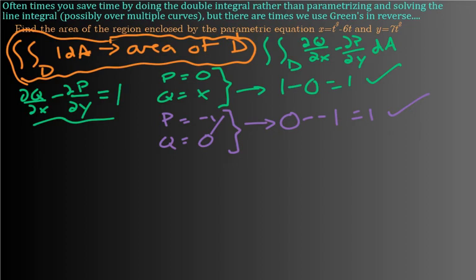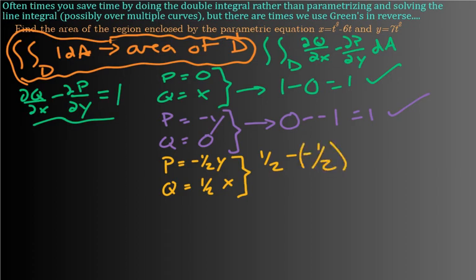There's one, though, that seems to be used the most often for this, and it's p equals negative a half y, q equals 1/2 x, okay? And in this one, same thing, the partial of q with respect to x is going to be 1/2, right? And then minus the partial of p with respect to y, which is negative a half, and so then you'd add those and you'd get 1. So all of these can kind of be used here.